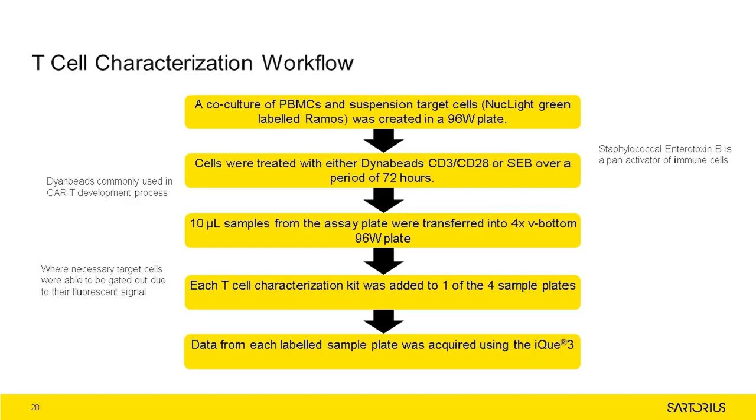10 microliter samples of cells and supernatant were taken from the assay plate and transferred into 4 96-well V-bottom plates. Each T-cell characterization kit was added to one of the 4 sample plates. Data from each labeled sample plate was acquired using the IQ3. Each kit comes with its own specific template to be loaded up onto Foresight so that the data can be pulled through automatically.